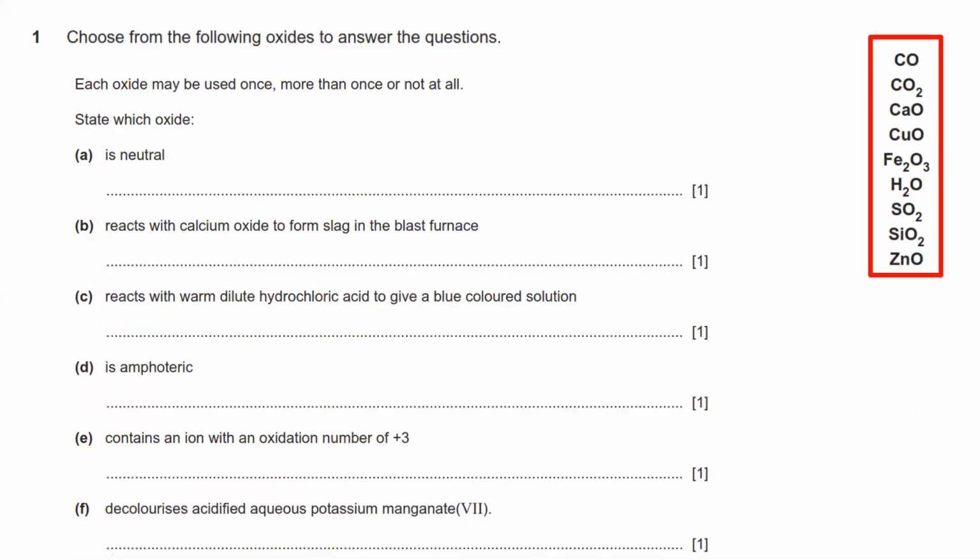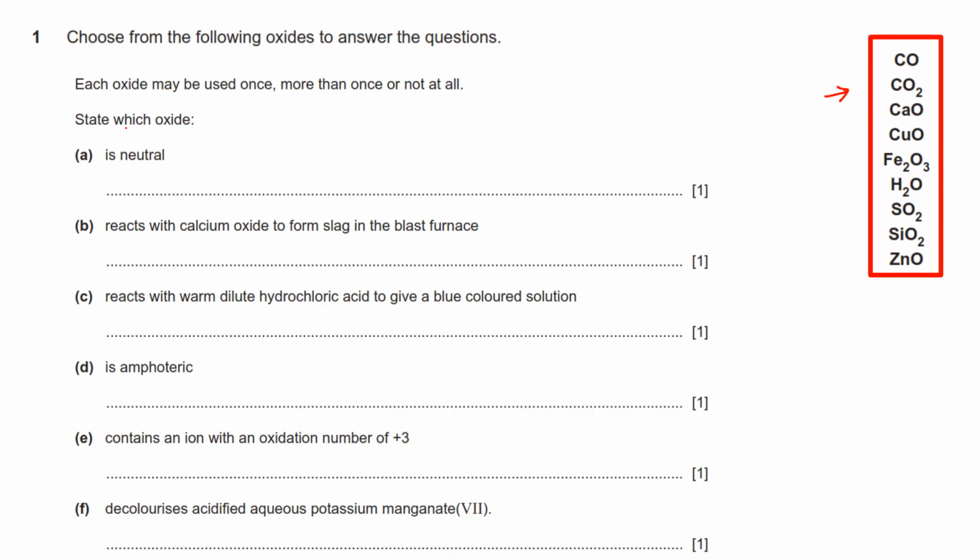First question. It says, choose from the following oxides to answer your questions. The list of oxides given to us is carbon monoxide, carbon dioxide, calcium oxide, copper oxide, ferric oxide, ferrous oxide, H2O or water, sulfur dioxide, silicon dioxide, and zinc oxide. First part, it says each oxide may be used once or more than once or not at all.